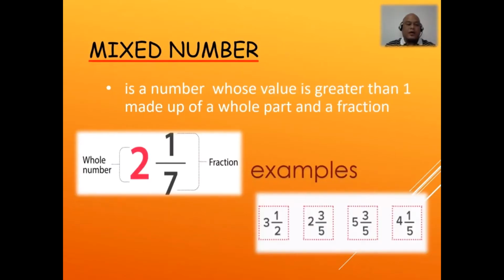Another kind of fraction is a mixed number. A mixed number is a number whose value is greater than 1, made up of a whole part and a fraction, like this. 2 is a whole number and 1 over 7 is a fraction. We can say this as 2 and 1 over 7.